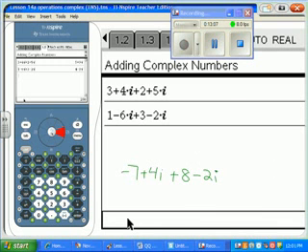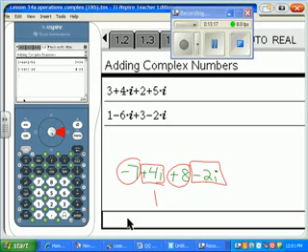Easy? Any problems with adding complex numbers? No. Okay, so all you're doing here is you're combining like terms. -7 plus 8 is 1. Plus 4i minus 2i. Okay, so that's all it is. So if you had to show your work, this is how you would do it. Oh, I had plus 2i. Any problems? Easy, right? Okay, good.